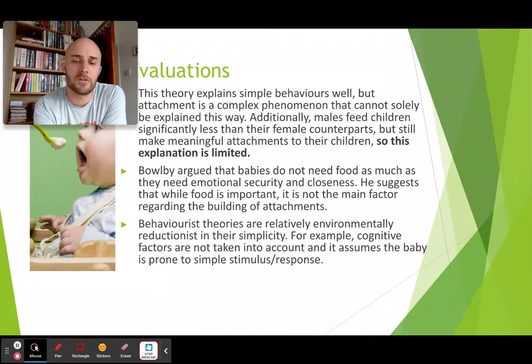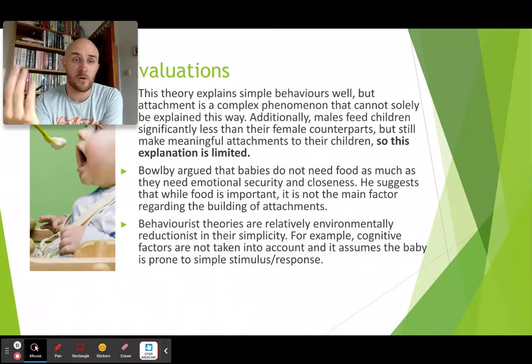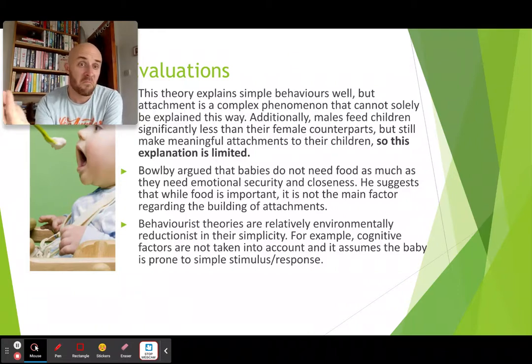But this is the real term that you want to go for. This theory is environmentally reductionist. It reduces, and it's quite similar to this first point up here, it reduces a complex behavior down to one single variable. In this case, association of food. Attachments are far too complex, and therefore cognitive factors are not taken into account. What happens if your mum feeds you but you don't like the food? This theory doesn't take that into account.